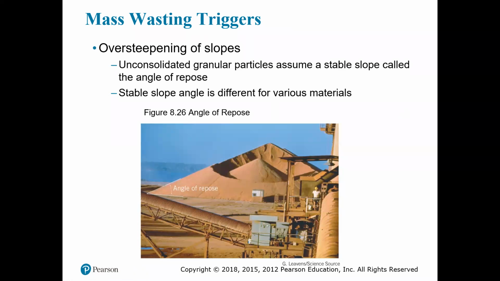So we can also have mass wasting events that are caused by oversteepening of slopes. As the slope becomes steeper, the forces that resist that downward pull of gravity get weaker. Human activities often create oversteepened slopes that can become sites of mass movement.